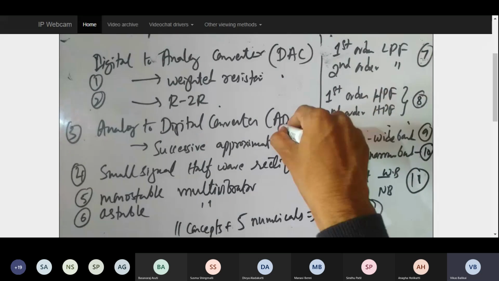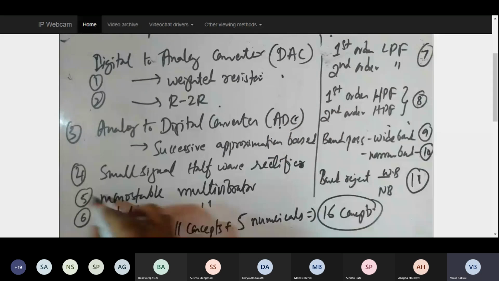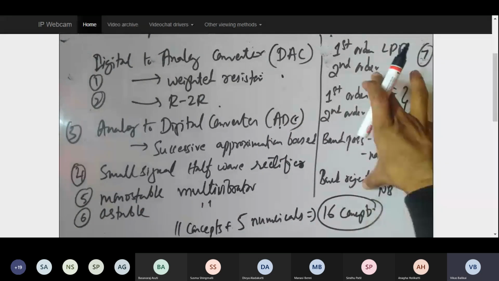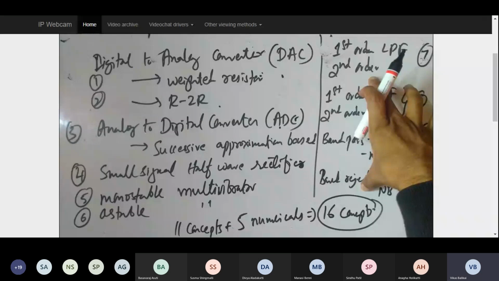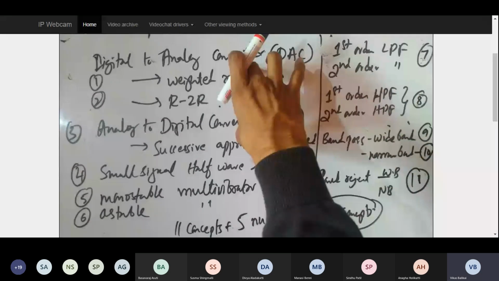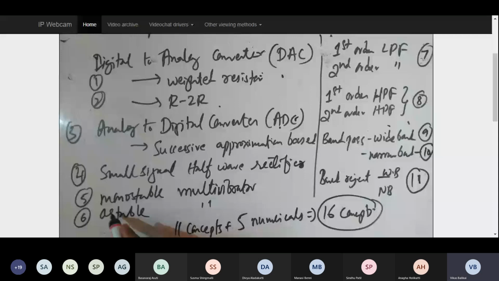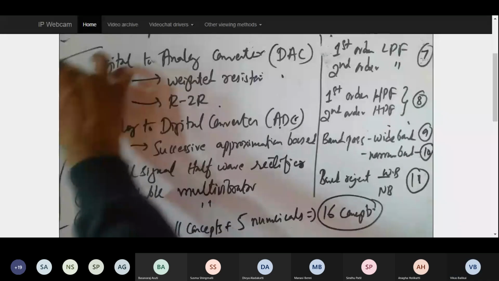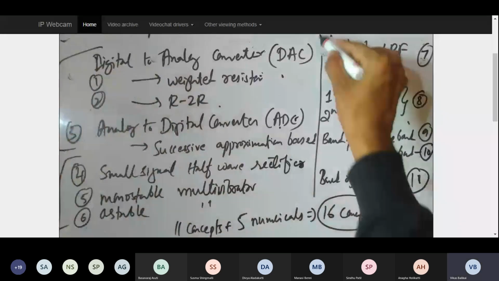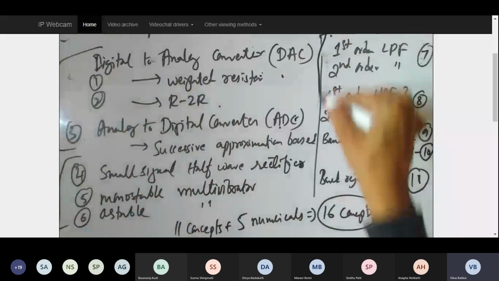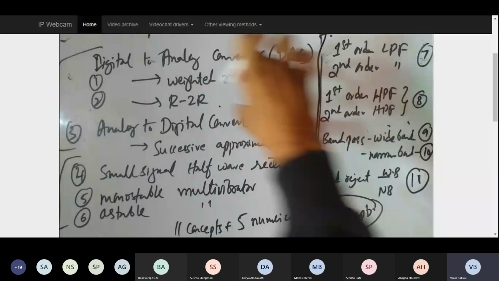Again, if I subdivide it, I can divide this into 3 categories. One section, filters, could be considered as one section. A to D and D to A could be considered as another section. Small signal half wave rectifier, monostable and astable could be considered as one section. So you can expect one section in one question, one section in one question, and this section in one question.